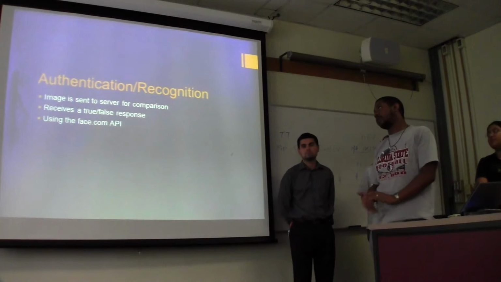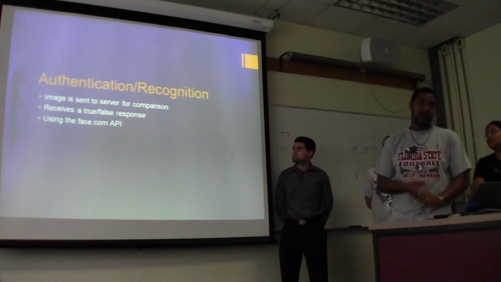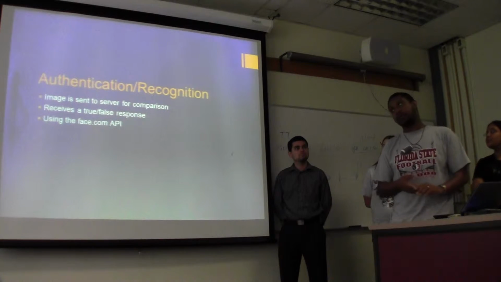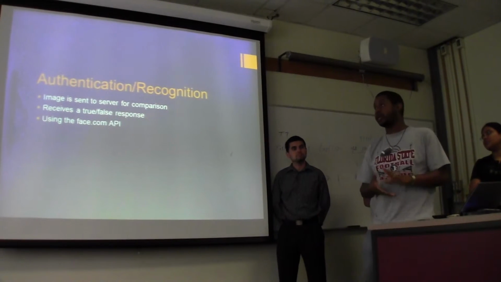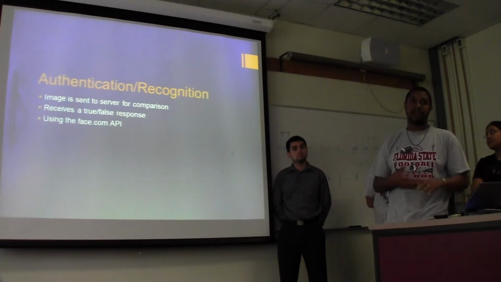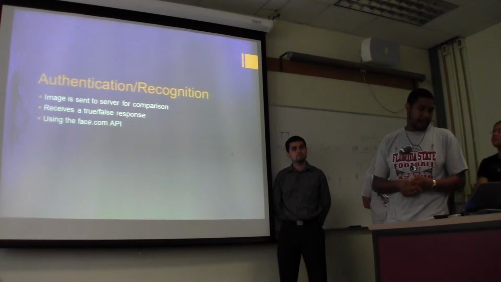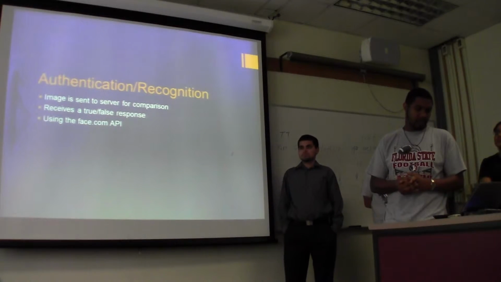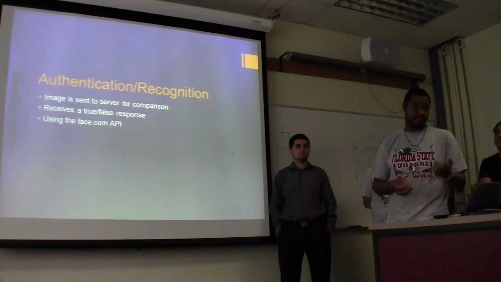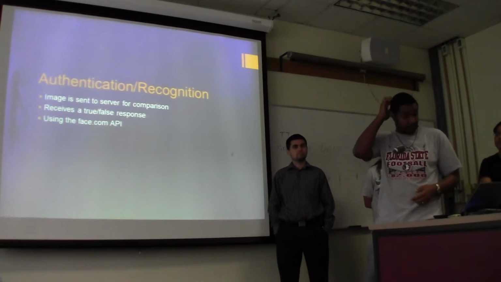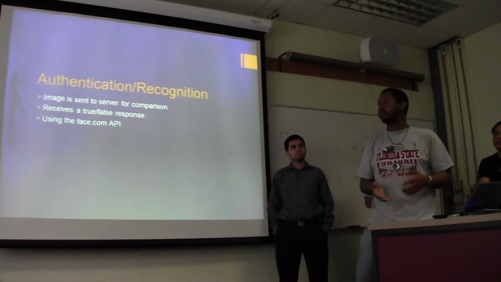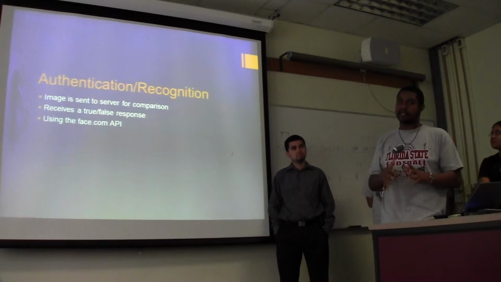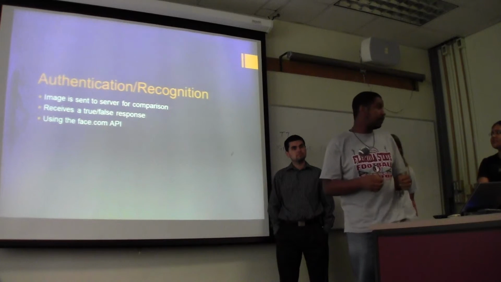So for recognition, we also use the custom camera interface, and we allow the user to capture the image. We give them a timed capture. Once they capture that image, we forward that to the Face.com API for authentication, and it gives a true or false response based on a specific threshold that's set for the, what do you call it?